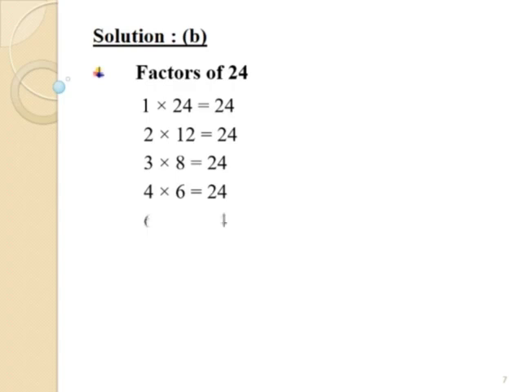6 fours are 24. Students, now we will not get any new factor as we got the repeated factors. 4 sixes are 24 or 6 fours are 24. So we have to stop writing the factors. Thus, factors of 24 are 1, 2, 3, 4, 6, 8, 12 and 24.